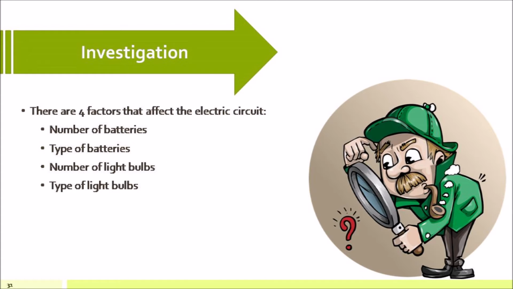In this next section, you will be investigating the 4 factors that affect the electric circuit, which are the type and number of batteries and the type and number of light bulbs.